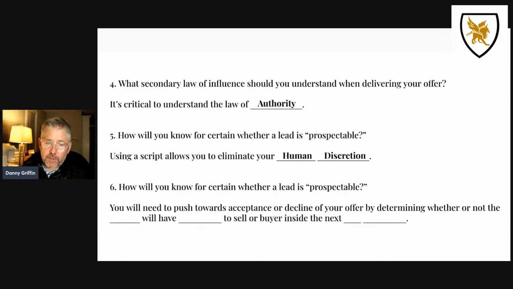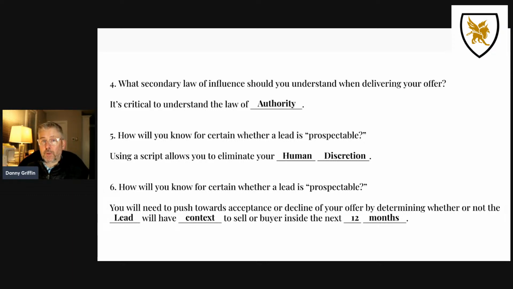So no human discretion. How will you know for certain whether a lead is prospectable? You'll need to push towards acceptance or decline of your offer by determining whether or not the lead will have context to sell or buy inside the next 12 months. So I talked about this, right?